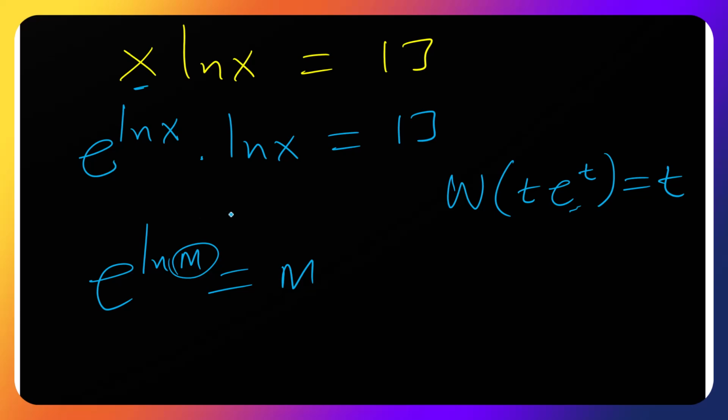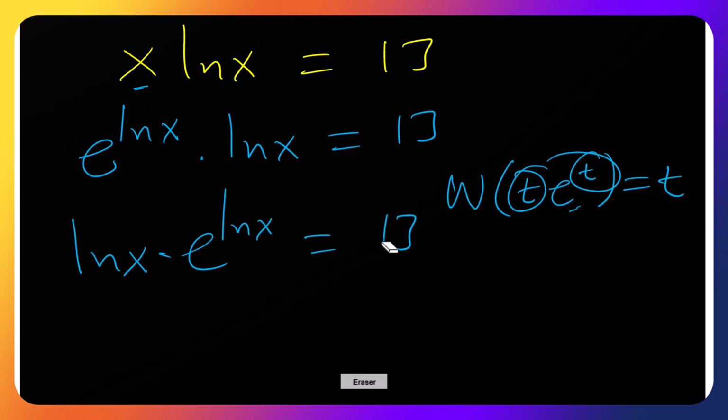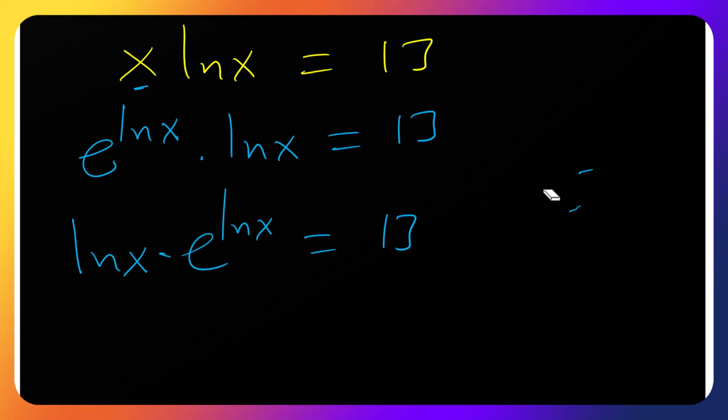Now the W function is such that what is here must be equal to what is there. So we can bring this one here since we are multiplying. This one is here, and we have e raised to ln of x equals 13. Okay, so from here, since this one is the same as this, we can go ahead and take the W function.